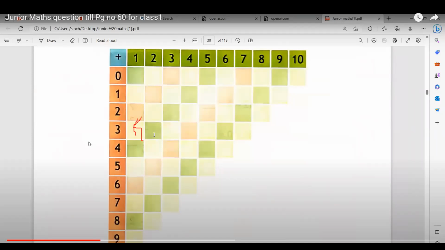Three plus 2 is how much? 5. The next one. Why is it 6 beta? 3 plus 3, 6. 3 plus 4 is 7. Then? 6. Write it here, beta.